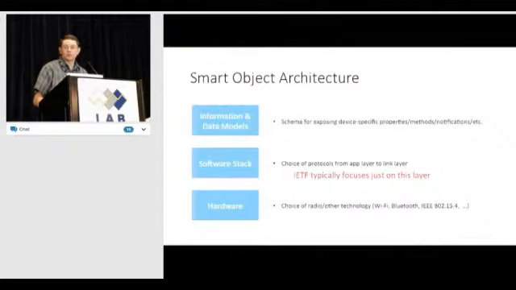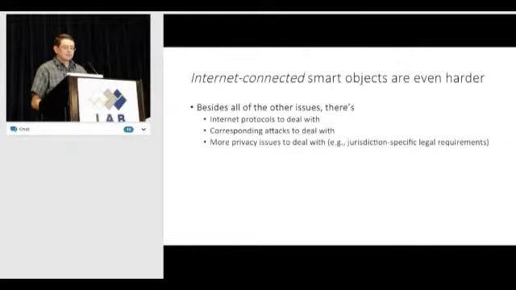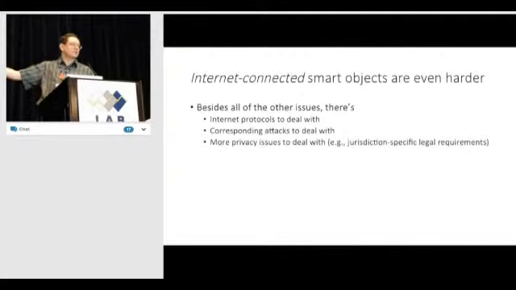When the smart objects get connected to the internet, things get a little bit more complex, okay, which is you have to deal with the internet protocols. You may have to deal with corresponding attacks against those protocols. And there may be additional privacy issues, for example, multiple jurisdictions, right? If you have a smart object that's not connected to anything else, maybe the only jurisdiction you care about is the one it's physically present in, right? But once that thing is communicating across the internet, the communication itself may span multiple jurisdictions and therefore may have additional legal issues to deal with.